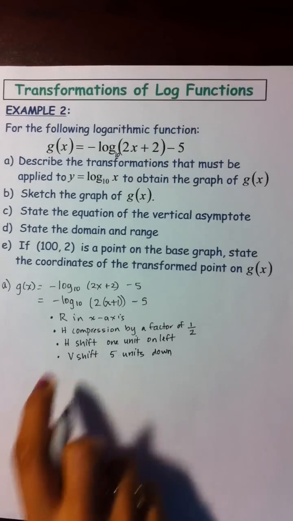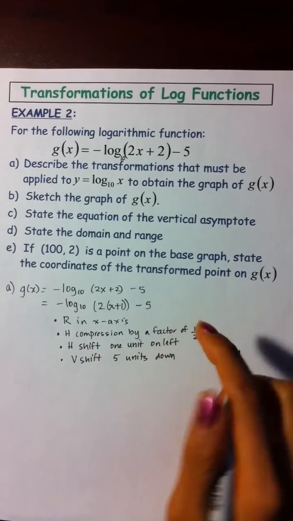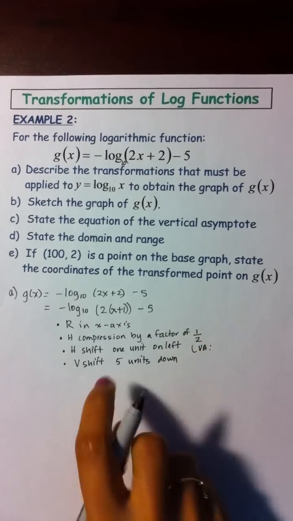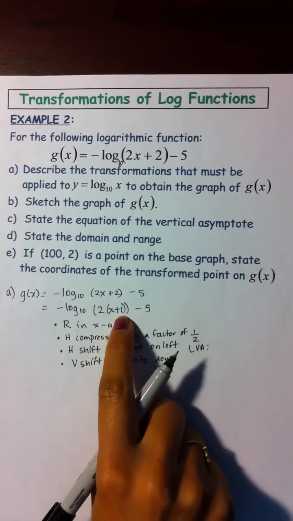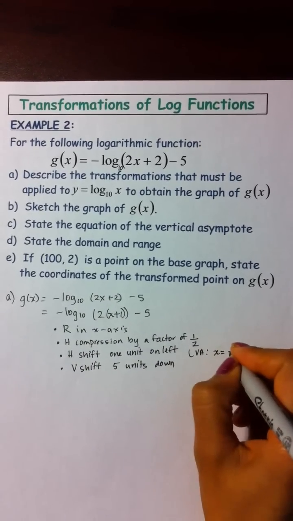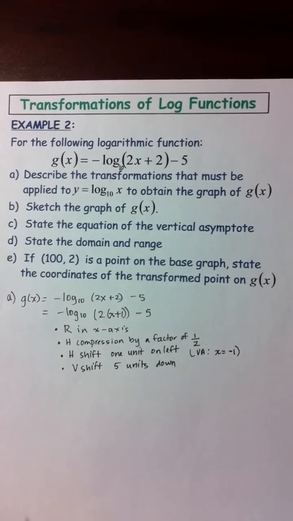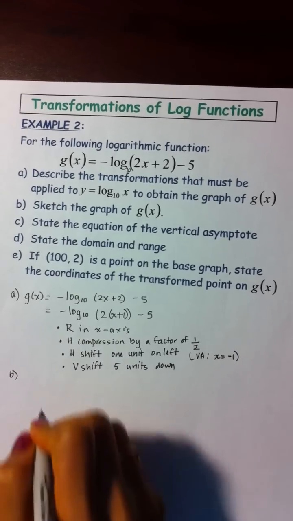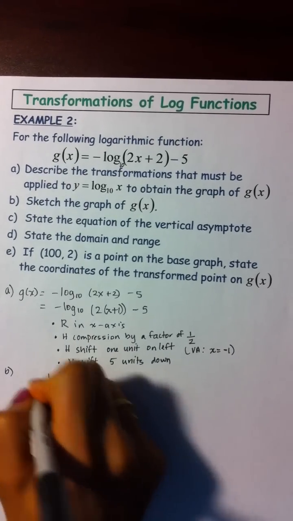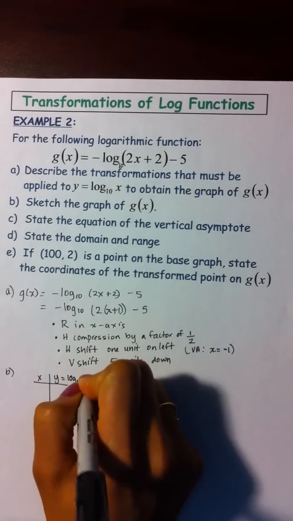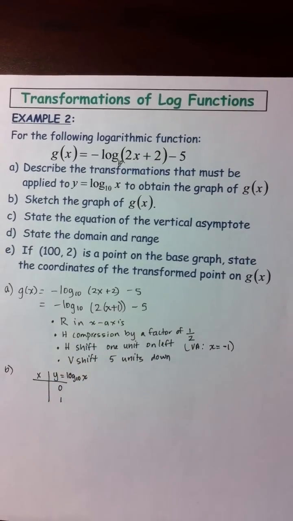And as I said to you earlier, whenever I indicate what my horizontal shifts are, I like to write down my vertical asymptote so I keep in mind what it is. So since the d value here is equal to negative 1, my vertical asymptote is going to be x equals negative 1. Okay, so part B says sketch the graph of g of x. When I'm sketching, I'm going to be keeping in mind what my key points are. So x, y, and y here is log base 10 of x, which is going to be 0 and 1. Those are my key points.